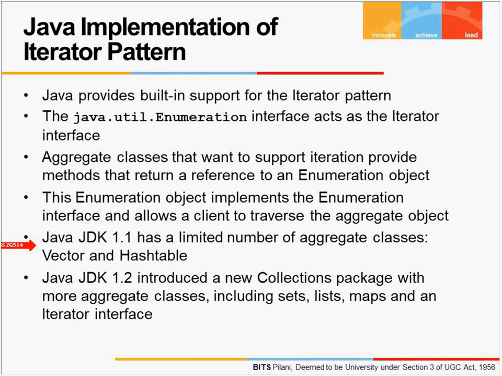The Enumeration has two methods: hasMoreElements and nextElement. The first tells you whether there are more elements in the aggregate, and the second returns the next object. Moreover, in JDK 1.2, a new collection package was introduced with more classes, including sets, lists, and maps, and all of them can be iterated using the Iterator interface. I hope this is clear.